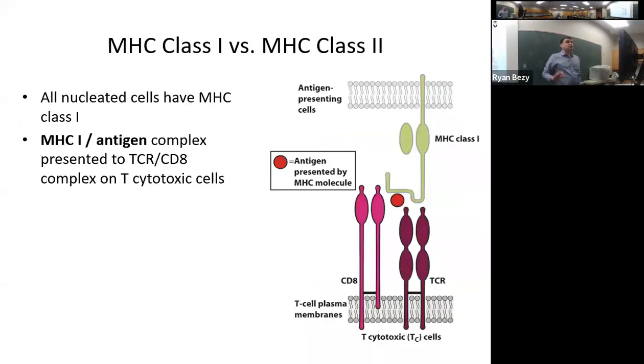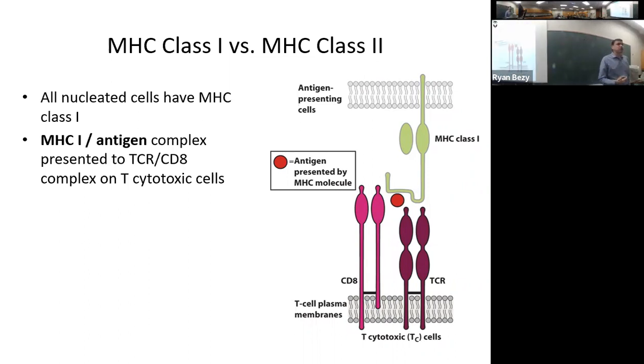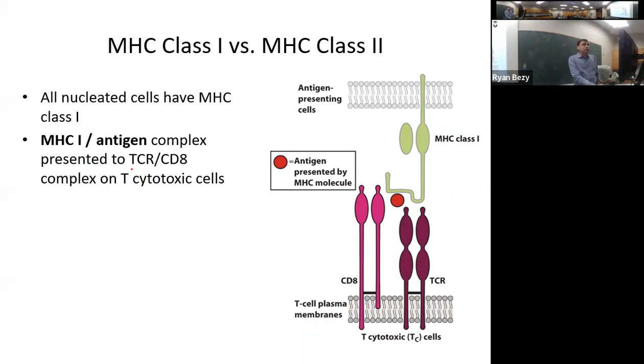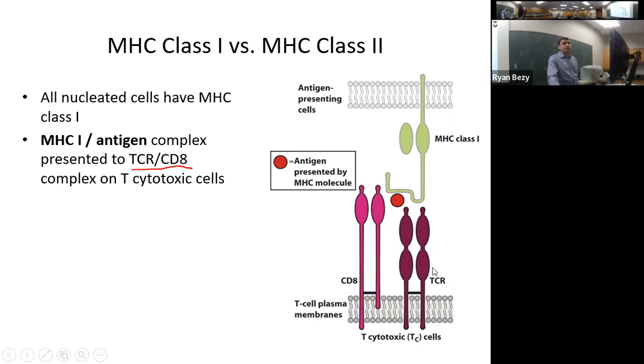There's also that MHC class 1. MHC class 1 is expressed on the surface of all nucleated cells. And MHC class 1 antigen complexes present antigen to T cell receptor CD8 co-receptor complexes on a T cytotoxic cell. So again, here's my T cytotoxic cell at the bottom, but it has a CD8 co-receptor attached to a T cell receptor. This recognizes antigen presented by MHC class 1 coming off of an antigen presenting cell, although really we kind of tend to use the nomenclature of target cell more commonly with this.